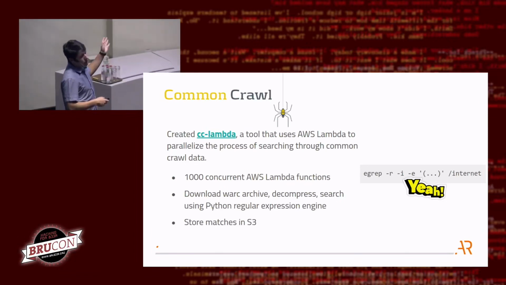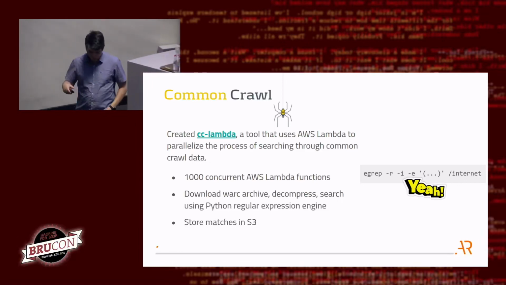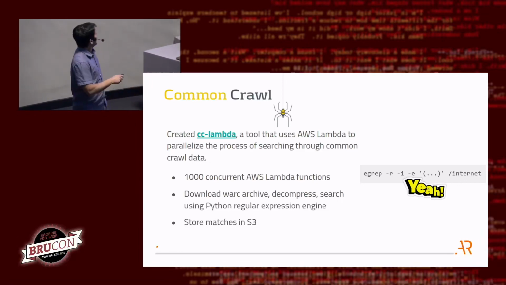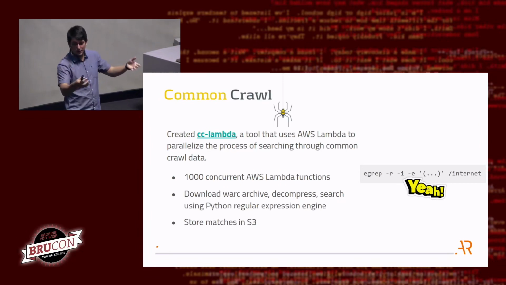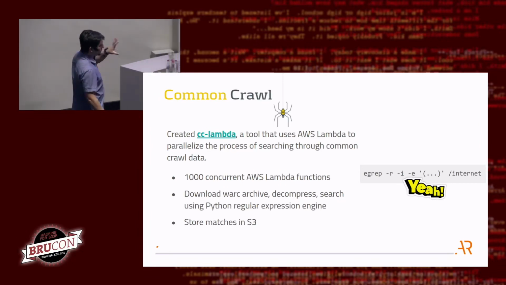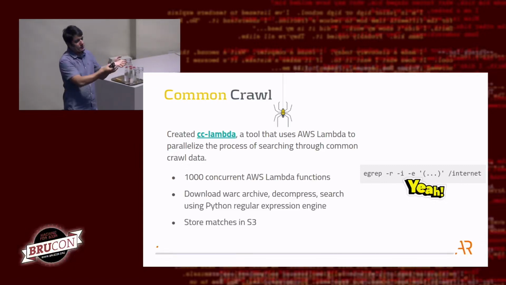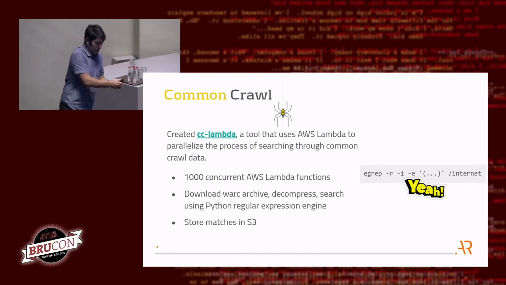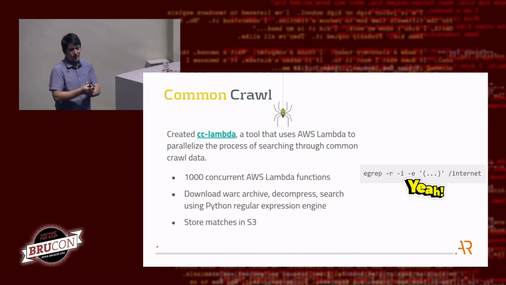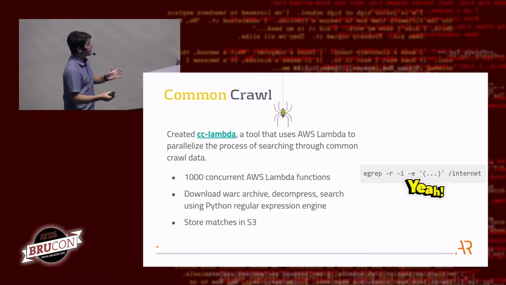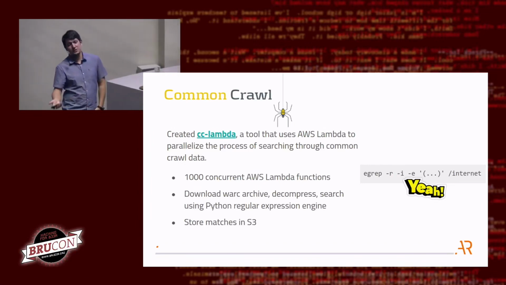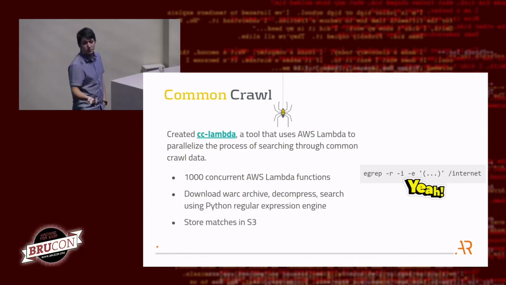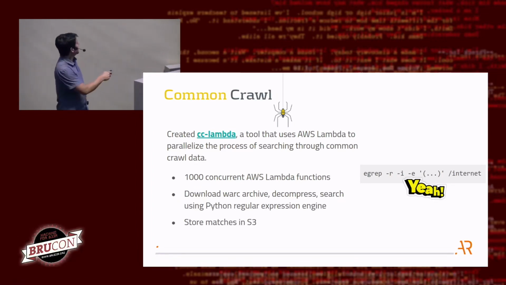And this allowed me to search the Common Crawl. What I do with CC Lambda is have 1,000 Lambda functions running concurrently. Each Lambda function is going to download a small piece of the Common Crawl. It's going to decompress it and apply regular expressions to the result. Once a match is found, the matches for identity pool IDs are stored on S3.